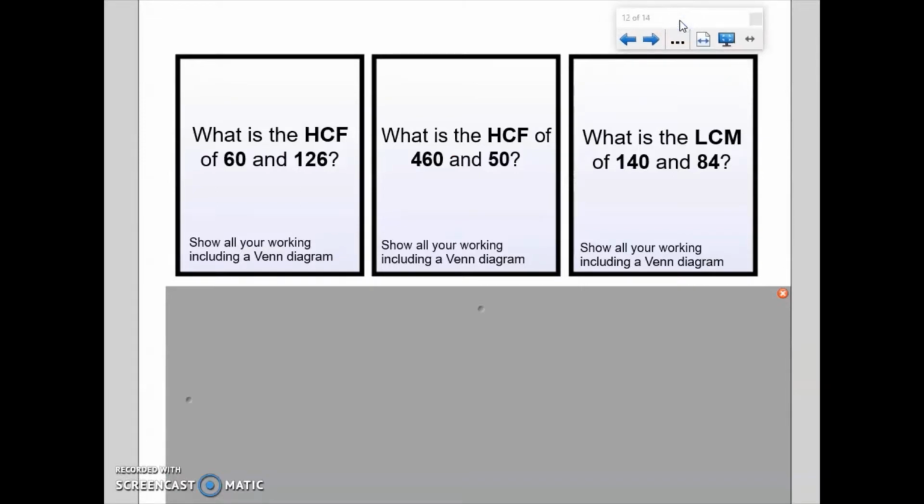Okay, I have placed 3 additional questions on the screen, very similar to the examples we've just talked through on the previous slides. The only difference being that the first 2 questions only ask for the highest common factor, and the third question only asks for the lowest common multiple. Could you pause the video now, showing me your full working out? Could you answer these 3 questions?